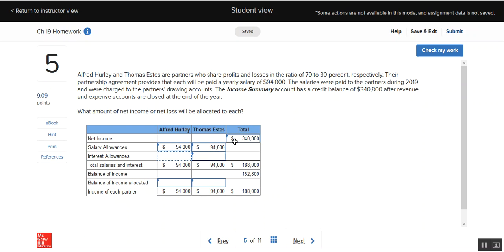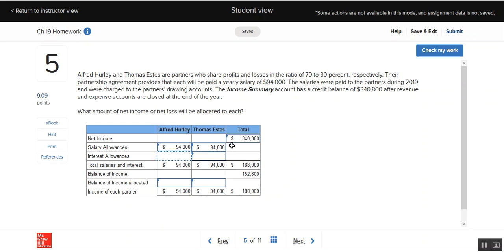All right. So after we do the salary allowance, this chart actually is going to keep track of that. So we had the net income of $340,800, and we've now allocated $188,000 of that as far as salaries. In the instructions, it says that they took those salaries out of the withdrawals. So those didn't show up as an expense to the company. They're actually owner withdrawals. So that $340,800 does not include those salary allowances. So we need to reduce the net income by the salary allowances, which is $188,000.